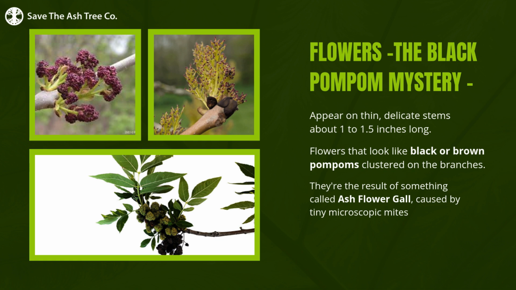Now, before you panic and think the tree is dying, relax. Ash flower gall is mostly aesthetic. It looks weird, sure, but it doesn't hurt the tree. Think of it like a bad hair day for the tree. Annoying, but not life-threatening. The tree will be just fine. So if you see those black or brown pom-poms on an ash tree, you'll know exactly what's going on. You can impress your friends with your mite knowledge.